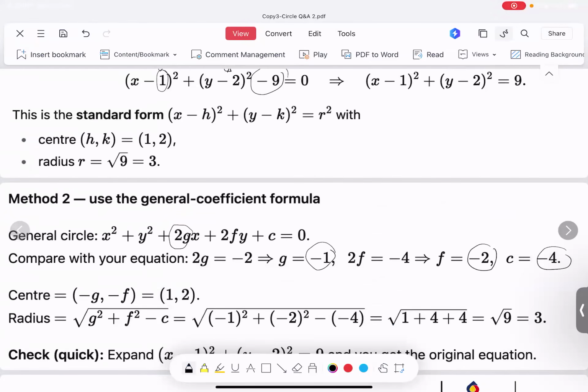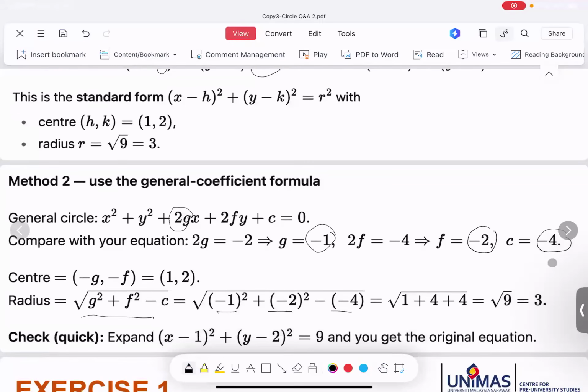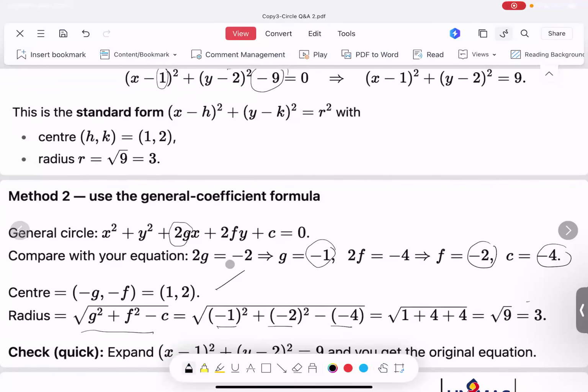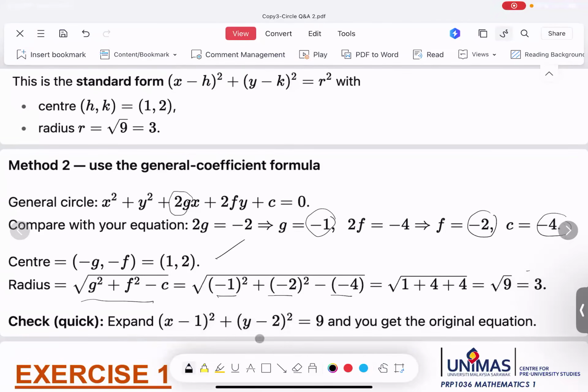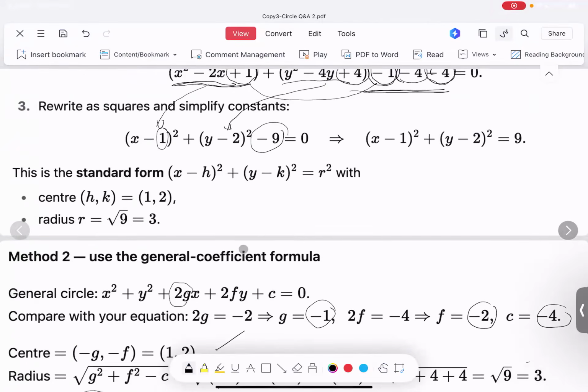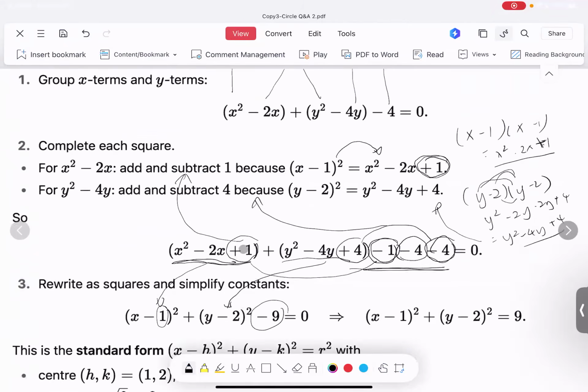You write them all into this formula. So you will get this one, 9 is equal to 3, and so on. You see these two methods will give you the same answer, but the working steps are different. So you can check whether you can get the same as the original answer.